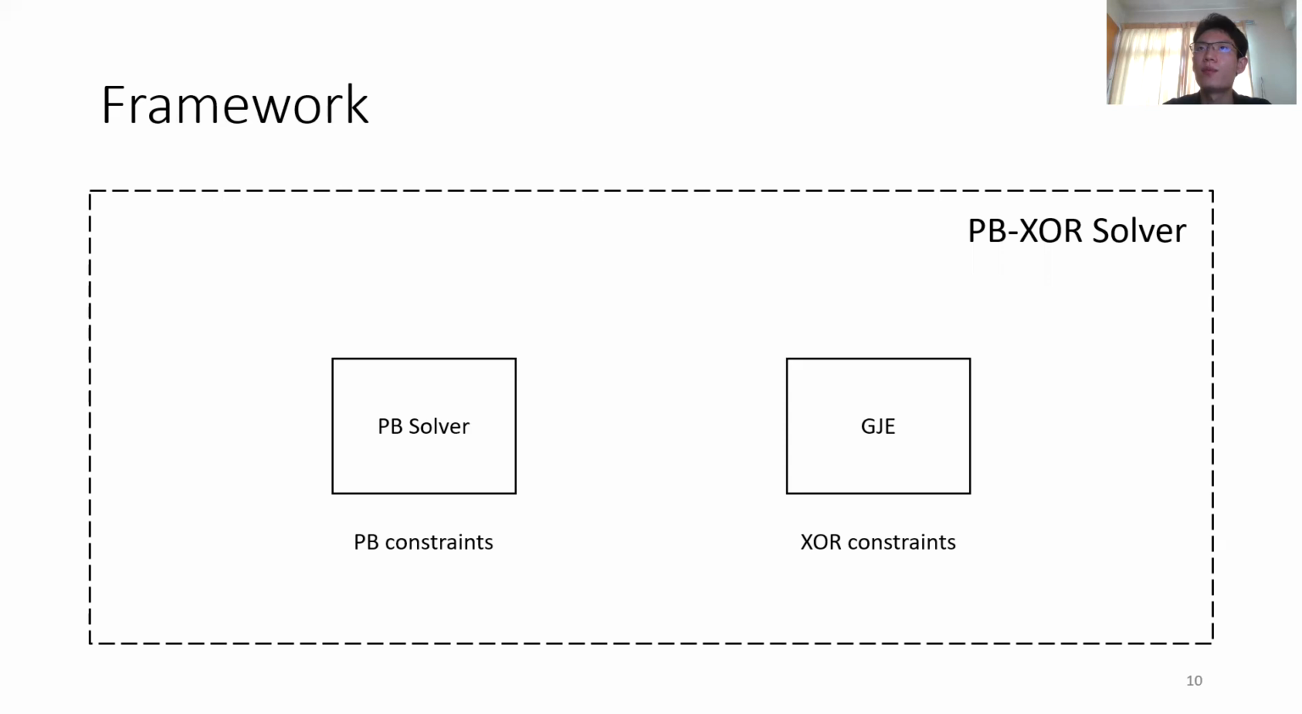The slide shows the framework of a PB-XOR solver. Remember that GJE is short for Gauss-Jordan elimination. We can see a PB-XOR solver consists of a PB solver and a GJE component. The PB solver is used to handle PB constraints, while the GJE component is designed to handle XOR constraints. In this way, on the one hand, we can reuse current PB solving techniques. On the other, we can perform Gauss-Jordan elimination to solve XOR constraints. Then, the most important task now is how to efficiently coordinate the PB solver and Gauss-Jordan elimination.